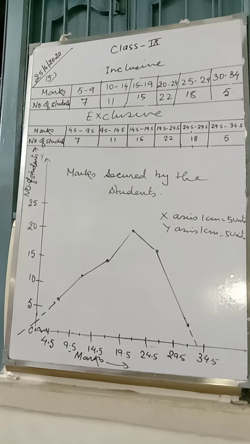It is given in between of 4.5 and 9.5. So what is between? You can see the sum of 4.5 and 9.5 is 14. So 14 divided by 2 is 7. Similarly, 9.5 and 14.5 gives you 24.